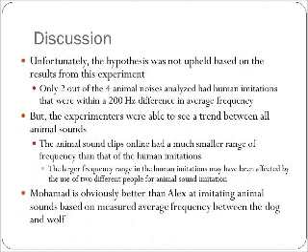Unfortunately, the hypothesis for this experiment was not upheld. Only 2 out of the 4 animal noises analyzed had human imitations that were within a 200 Hz difference in average frequency. But we were able to see a trend between all animal sounds. The animal sound clips online had a much smaller range of frequency than that of the human imitations. The larger frequency difference in the human imitations may have been affected by the use of 2 different people for animal sound imitation. Mohamad is obviously better than I am at imitating animal sounds, based on the measured average frequency between the dog and the wolf.